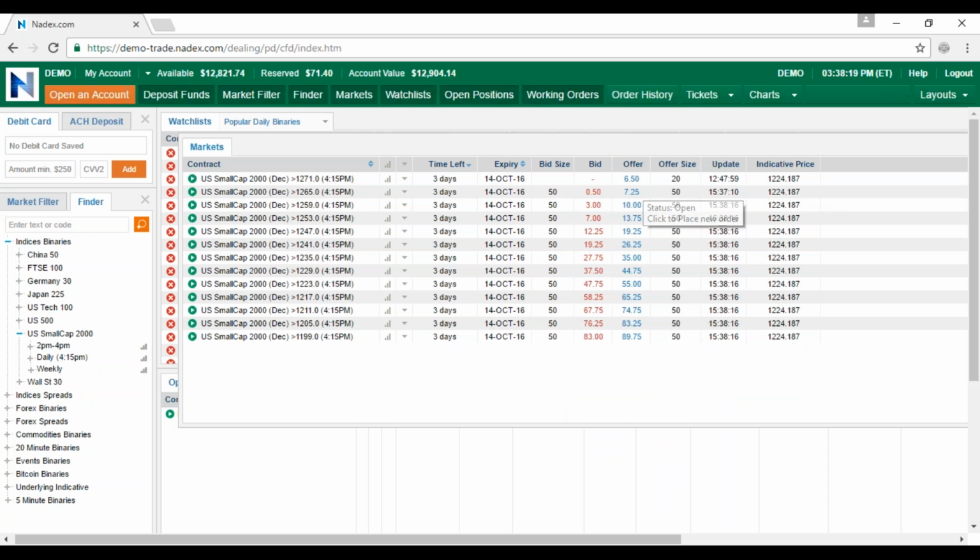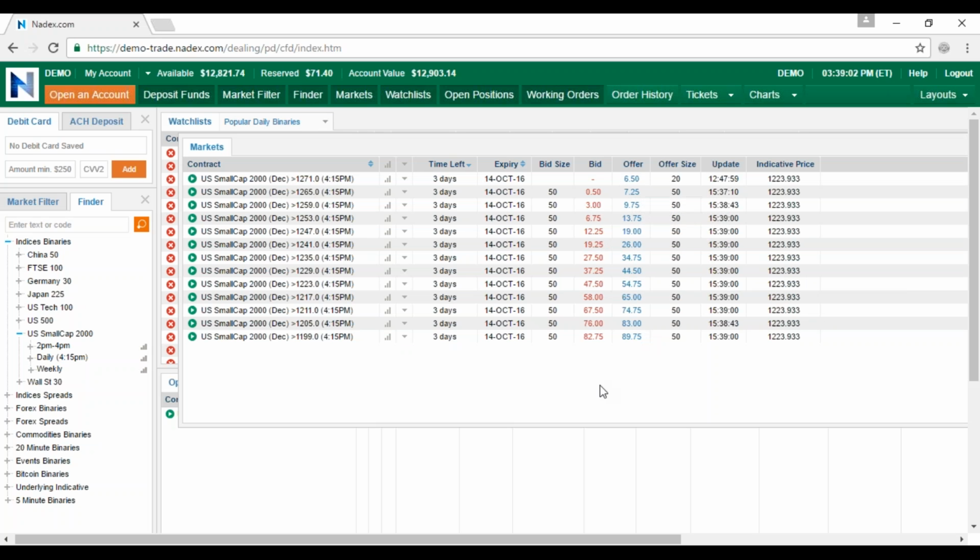Any of you that know binaries know, where's the market at right now? 1224. This binary you're looking to buy is way up here at what? 1271. That's a huge, crazy far amount away, right? Does everybody get that? But that's the biggest mistake people make. They don't look at where the market is, 1224, and what am I buying, 1271. That's a huge difference. No wonder you're only paying that much for it. No wonder it's such a low risk.